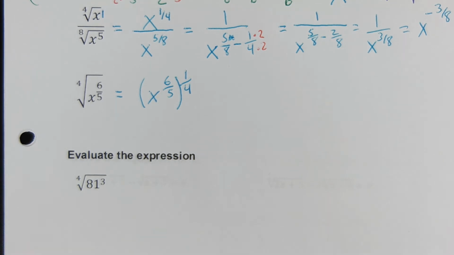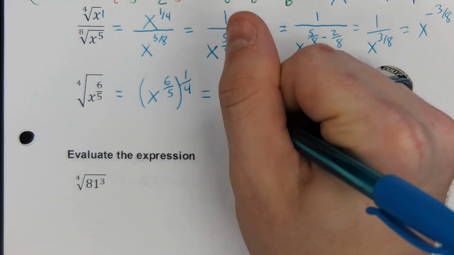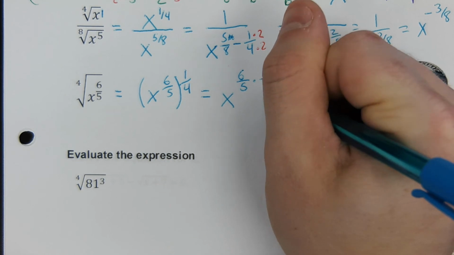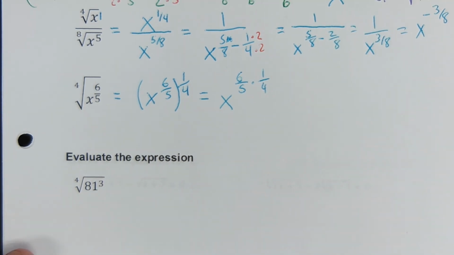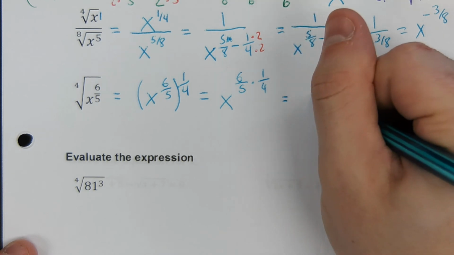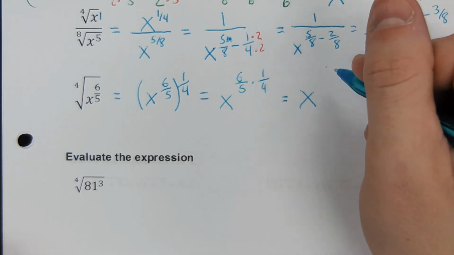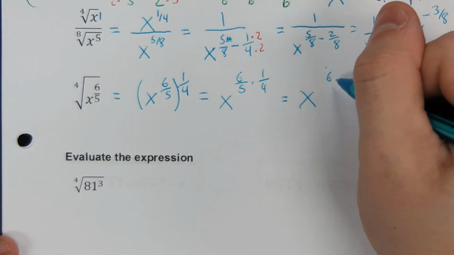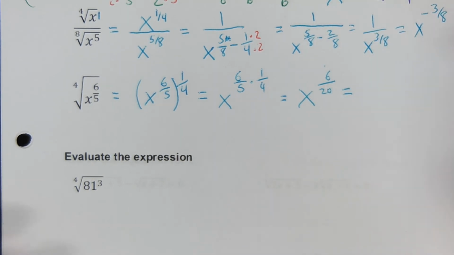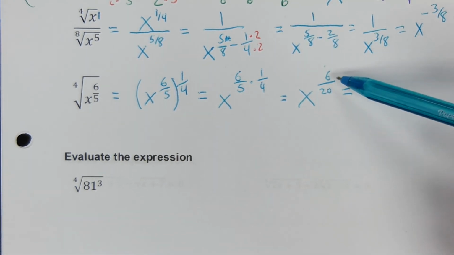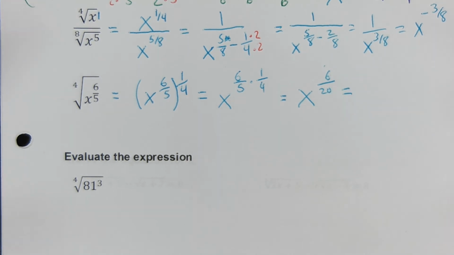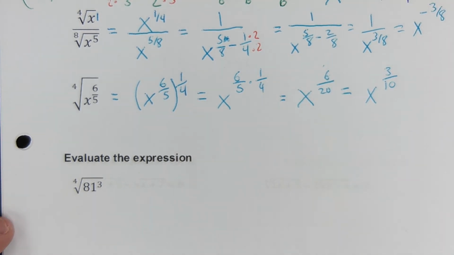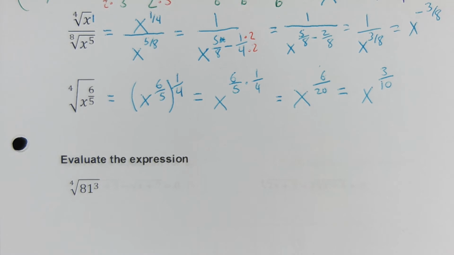So here, what we're going to do is we're going to multiply these exponents. So I have x to the 6 over 5 times 1 over 4, because when you raise a power to a power, you multiply those exponents. Now when you multiply fractions, you go straight across the top and straight across the bottom. So 6 over 5 times 1 over 4 gives me 6 over 20. And then you just have to reduce the fraction. What can I divide 6 and 20 by? 2. So I just divide them both by 2. I get x to the 3 over 10. Or the 10th root of x to the 3rd, whatever you want to write it as.